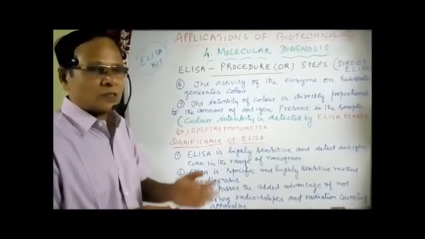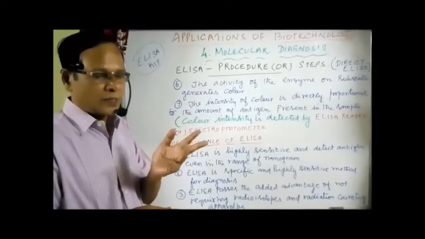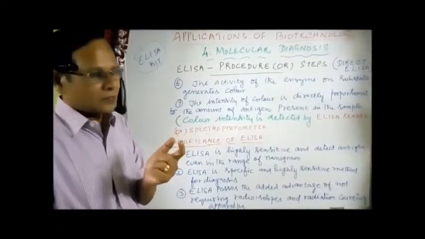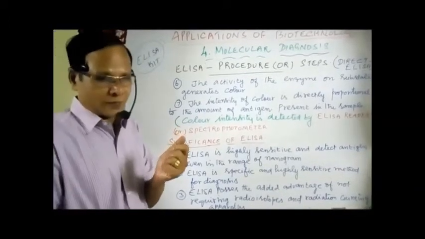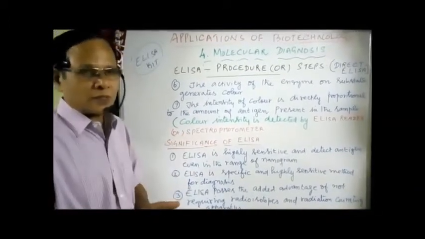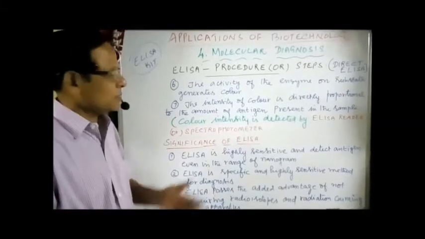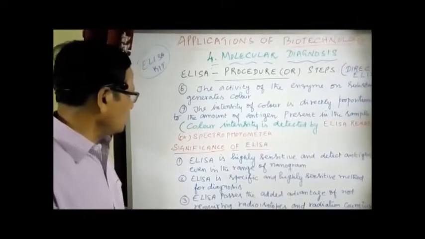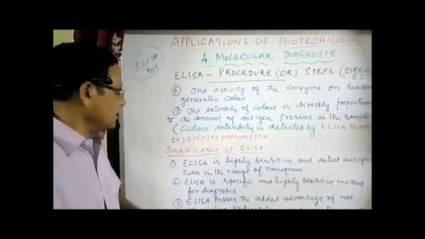As I mentioned earlier, there are 4 types of ELISA: direct ELISA, indirect ELISA, sandwich ELISA, and finally competitive ELISA. In the book, what is described is the direct ELISA. I will give the diagram also after finishing this one. Before going to that, what is the importance or significance of ELISA?